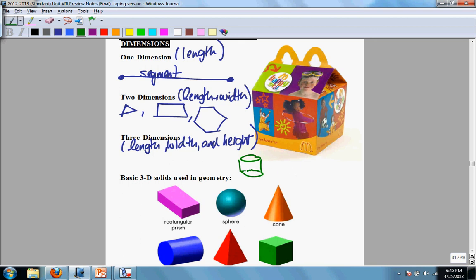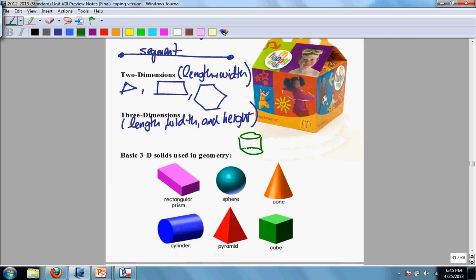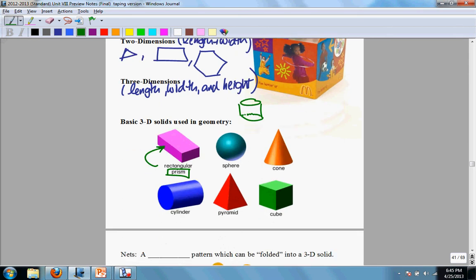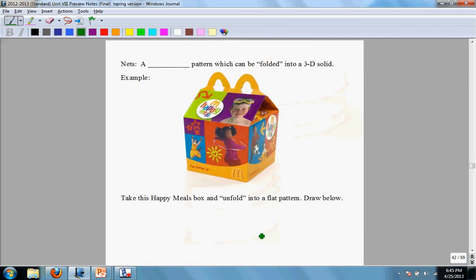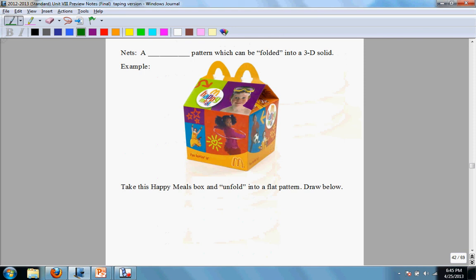Some 3-dimensional solids that we're going to be working on in this class would be prisms. In this case, that's a rectangular prism. Spheres, cones, cylinders, pyramids, and cubes. Now, in dealing with solids, we're going to work with something called nets. A net is a pattern which can be folded into a 3D solid.